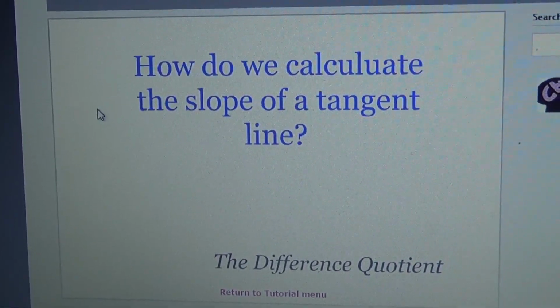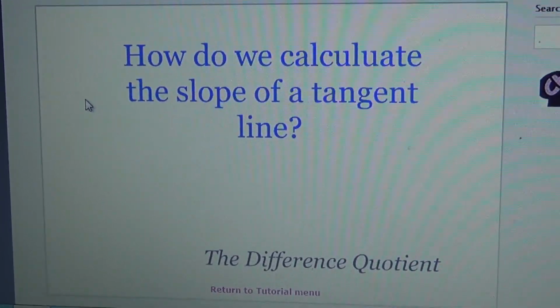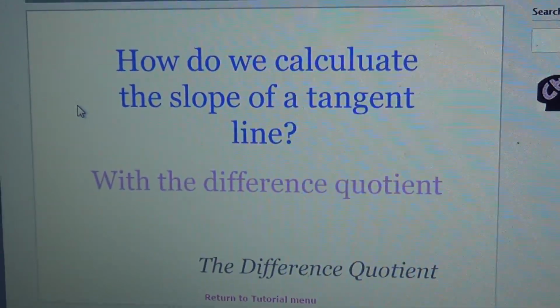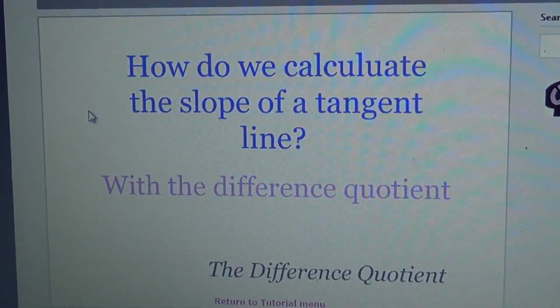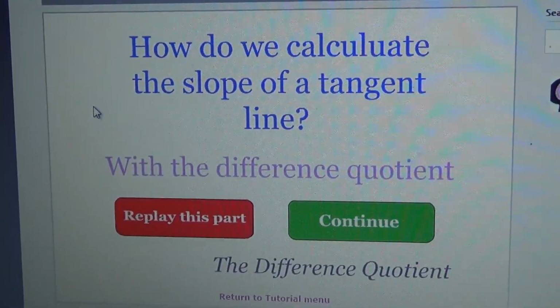We need to figure out a way to determine exactly what the slope of that tangent line is, and we do that using something called the difference quotient.